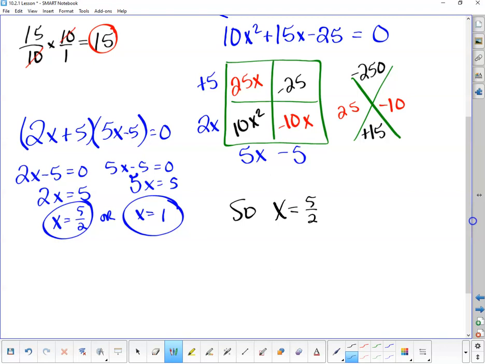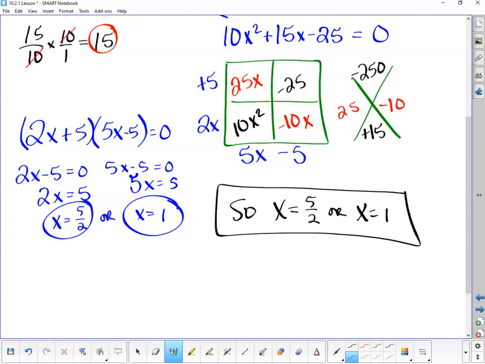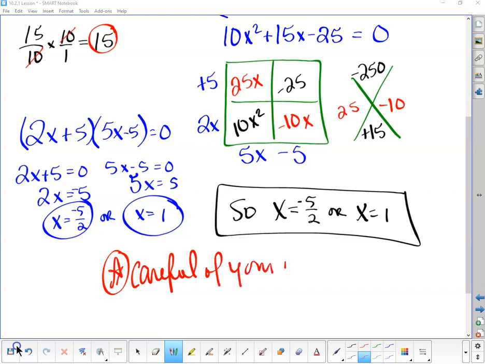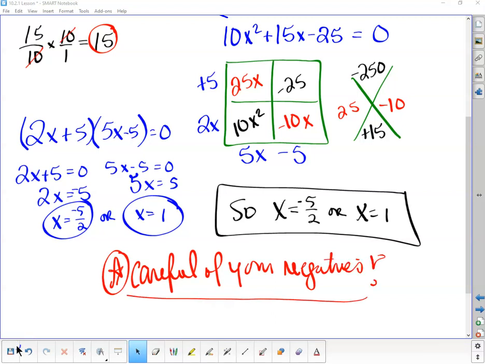So x can equal 5 over 2, or x can equal 1. I'm sorry. Positive 5, negative, negative. So x can equal negative 5 over 2 or negative 1. So here's a note. Careful of your negatives. Yep, it happens to us all.